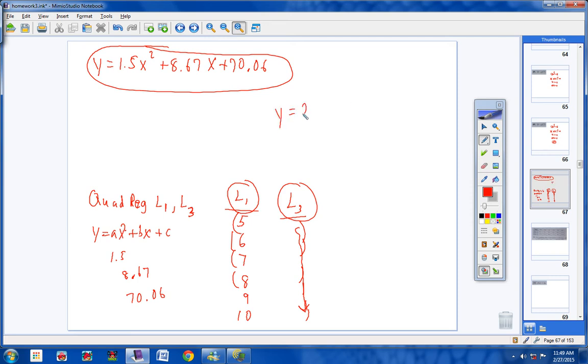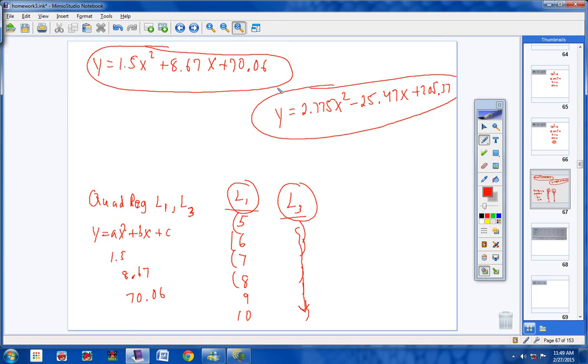And you're going to get this for your answer. Y equals 2.775x squared minus, and of course I'm rounding here, 25.47x plus 205.37. So Mr. Earhart, our calculator will write linear equations for us. It will also write quadratic equations for you. Most definitely. So there's how you do a quadratic regression. Okay? Really not too difficult. It's identical to linear regressions, only you simply use a different button. Okay? Alright, let's continue on.